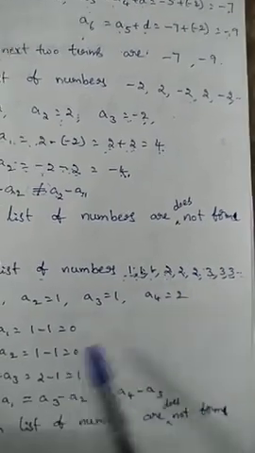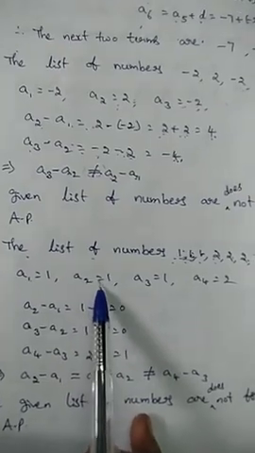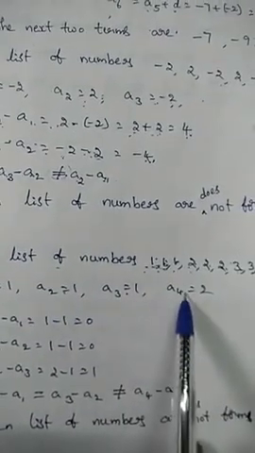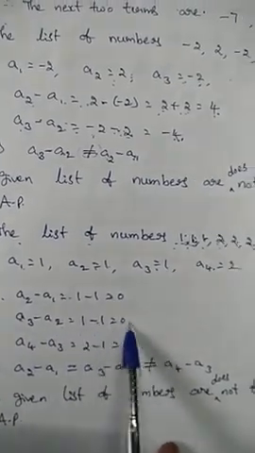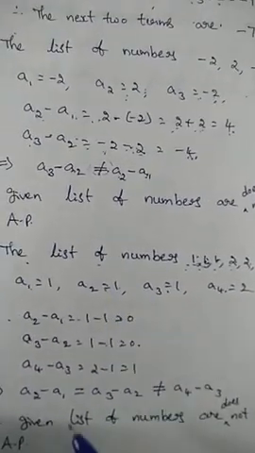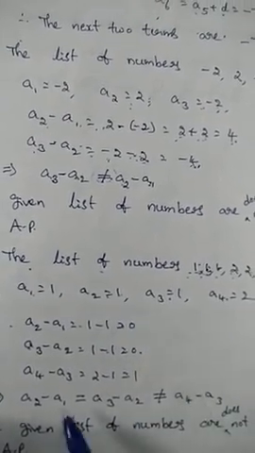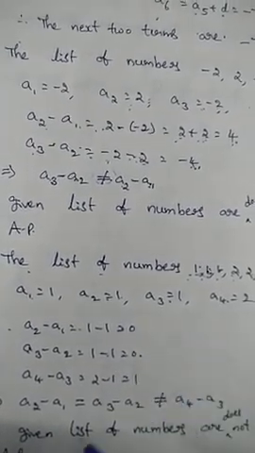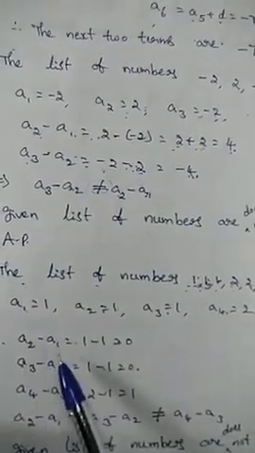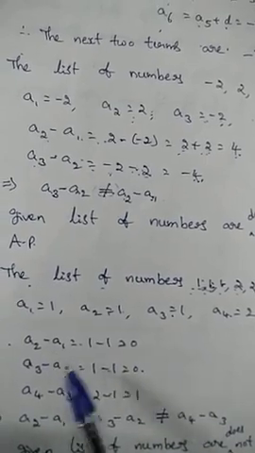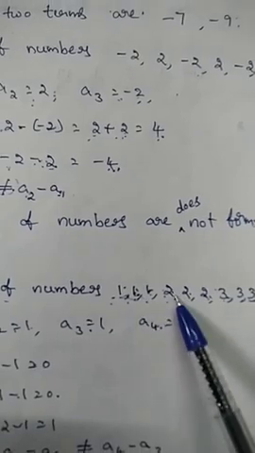Now we will do the problem by the procedure. Here a1 is equal to 1, a2 is equal to 1, a3 is equal to 1, a4 is equal to 2. So a2 minus a1 is 1 minus 1, 0. a3 minus a2 is 1 minus 1, 0. In the previous problem, we observed that if the differences are equal, those are in AP, and if not equal, those are not in AP. But here, by observing only these two differences, you can't say.